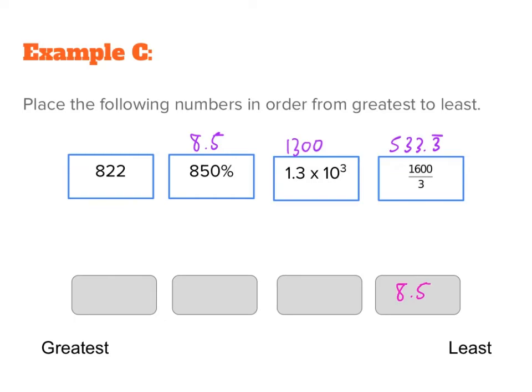Now we've got a bunch of numbers that are really big, so 822, 1,300, 533.3. We can know that our biggest one out of those is 1,300, but again, we're going to write that in original form, so 1.3 times 10 to the third power. Oh, looks like we've made a mistake and did not write the first one in original form. So let's go ahead and erase that because we want to make sure that we have this 100% correct. Then we've got our 822, or our 1,600 over 3. Looks like 822 is bigger than 533 repeating, so 822 goes here, which leaves 1,600 over 3 for our number here. And we've got our order from greatest to least.